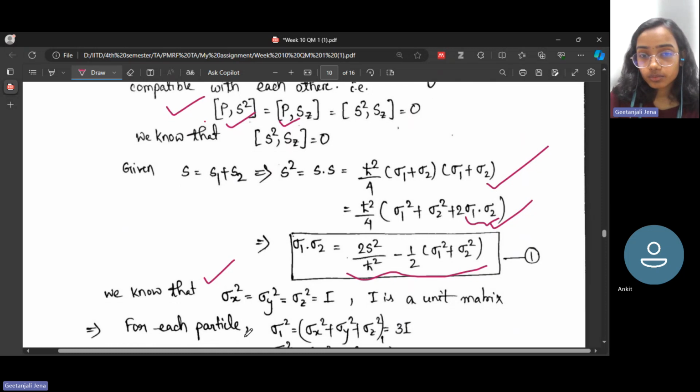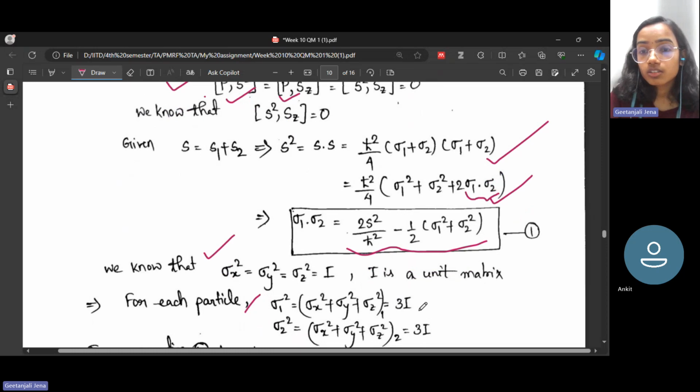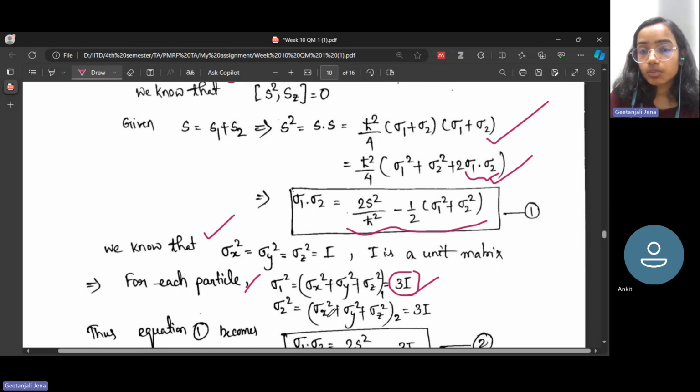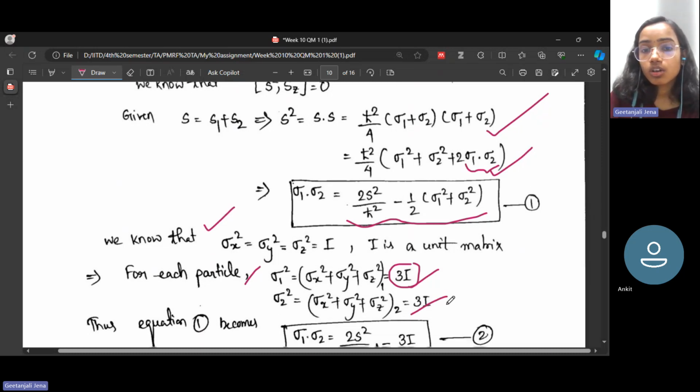And if you take sigma 1 square for the first particle, you can write it as sigma x square plus sigma y square plus sigma z square for the first particle. Each is an identity matrix. So that means sigma 1 square will be 3I. Now for the second one, sigma 2 square is also sigma x square plus sigma y square plus sigma z square of the second particle. So you will get 3I here also.